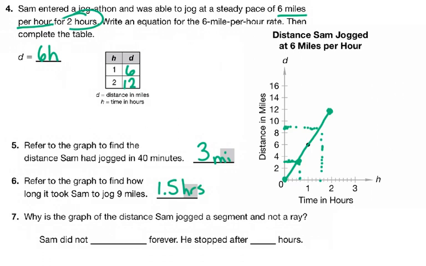It says, why is the graph of the distance that Sam jogged a segment and not a ray? So, is Sam going to jog forever and ever? No, that can't happen. So it can't be a ray because a ray means forever, right? But the story problem told us he jogged for 2 hours. So he's not going to jog forever, and he did stop after 2 hours.